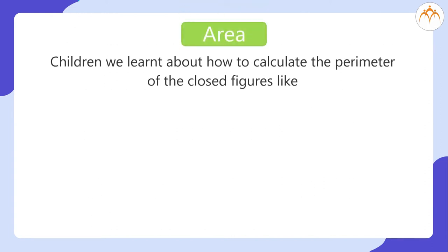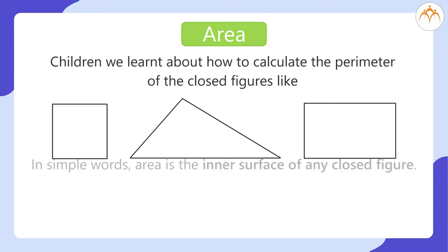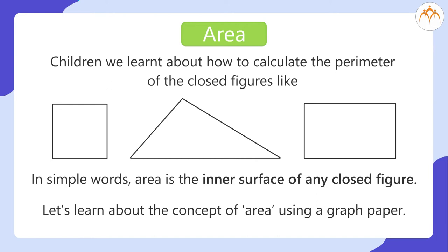Area. So children, we learned how to calculate the perimeter of closed figures like square, triangle and rectangle. Now, let us learn how to calculate the area of these closed figures. In simple words, area is the inner surface of any closed figure. To make the learning easy, let us learn about the concept of area using a graph paper.